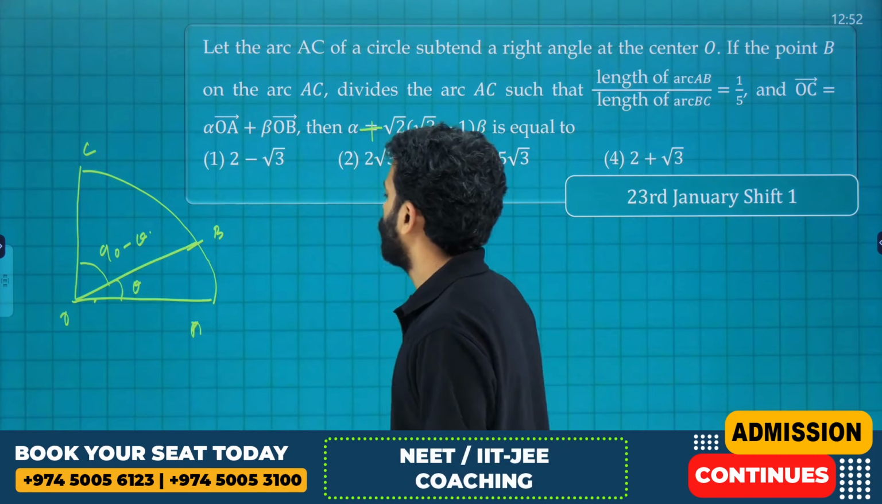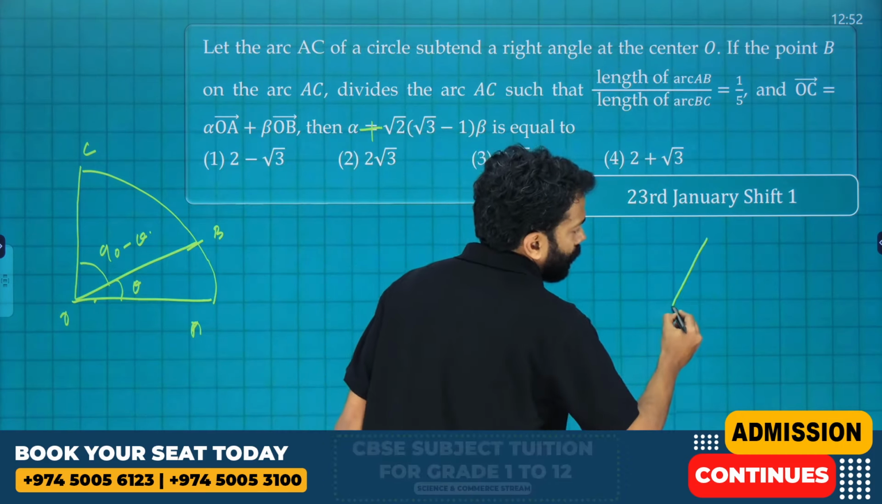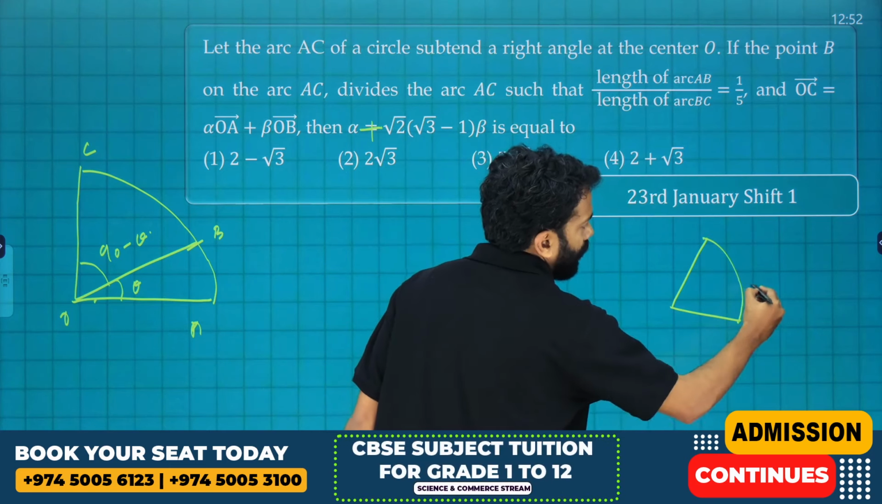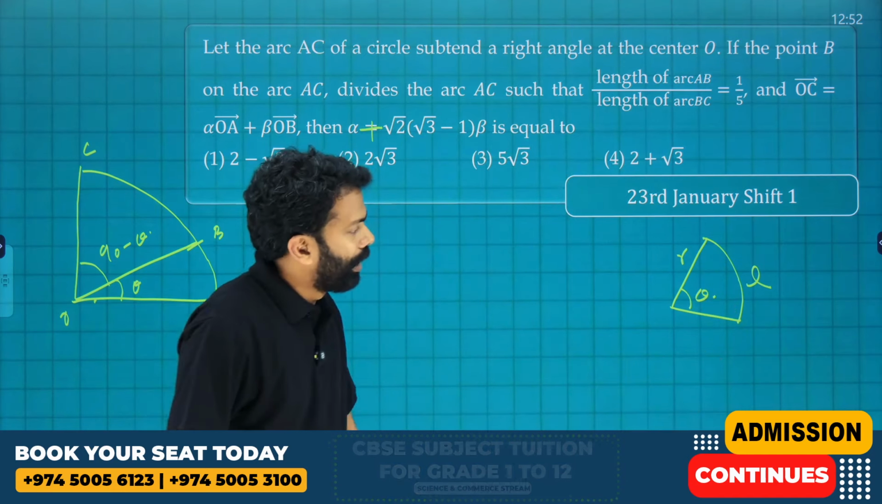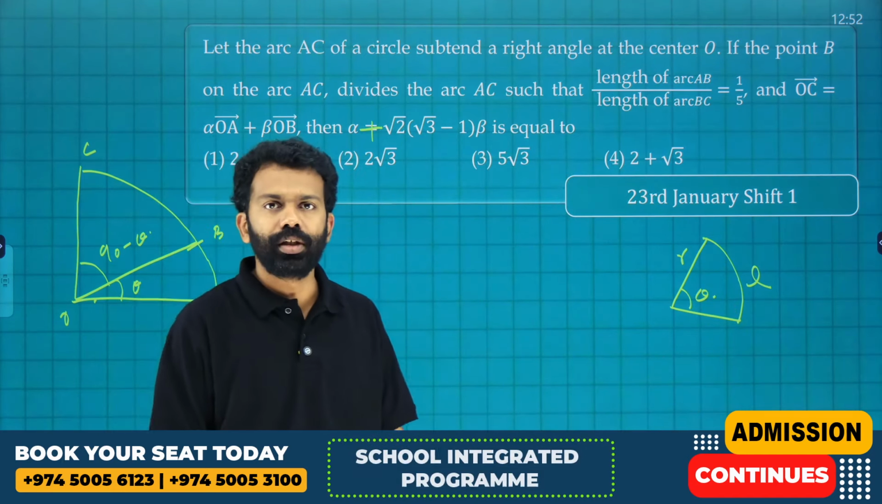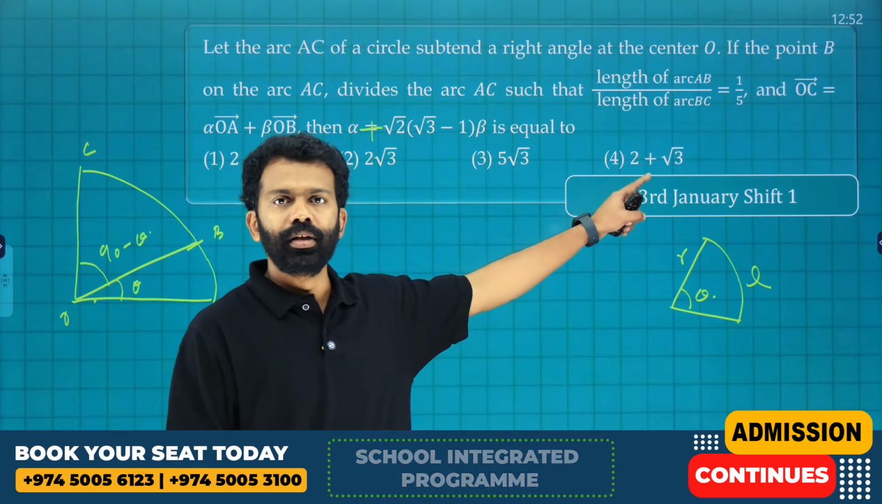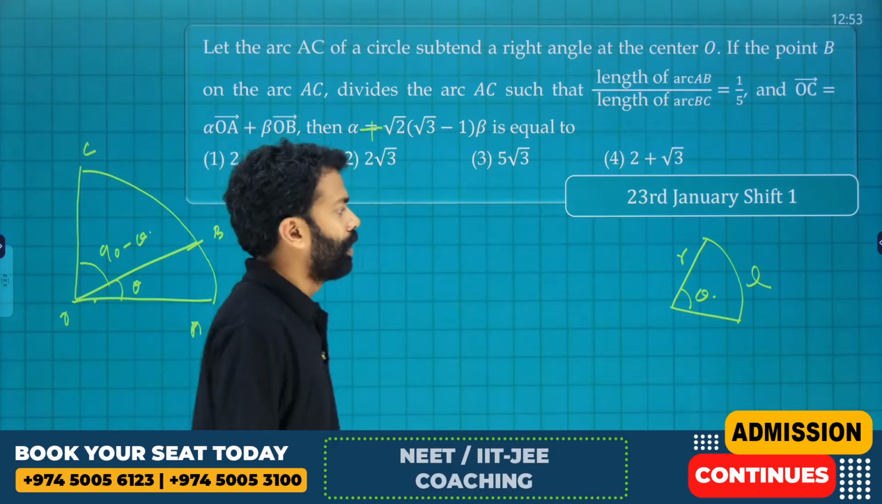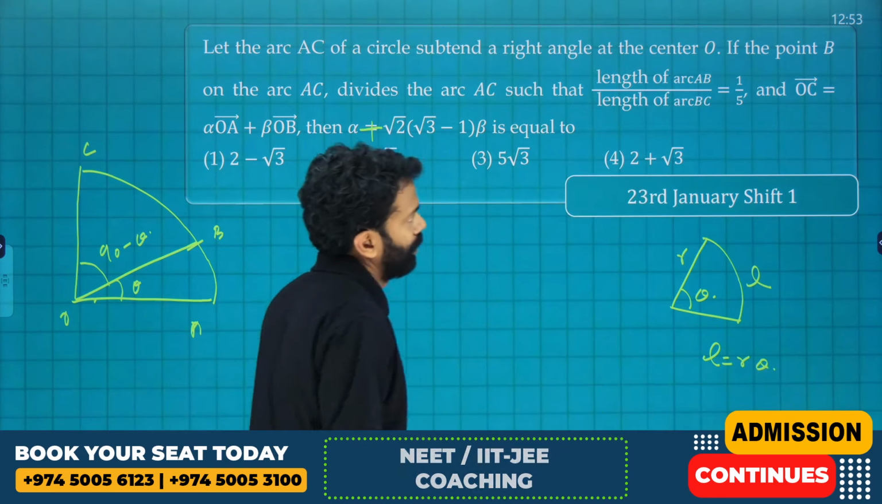You know the relation for sectors. Consider a sector of a circle having arc length L, radius R, and let theta be the angle subtended by the arc towards the center of the circle. Then what is the relation between arc length, radius and theta? L is equal to R theta. That theta should be in radians. L is equal to R theta.